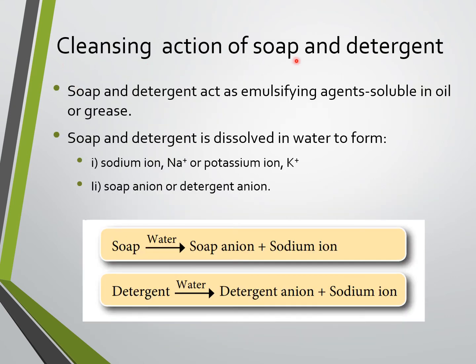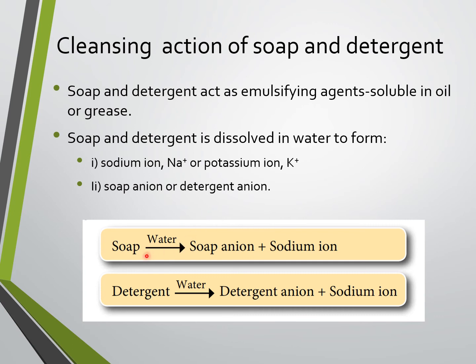Cleansing action of soap and detergent. Soap and detergent act as emulsifying agents which are soluble in oil or grease. So soap and detergent are dissolved in water to form sodium ion or potassium ion. The second one is soap anion or detergent anion.